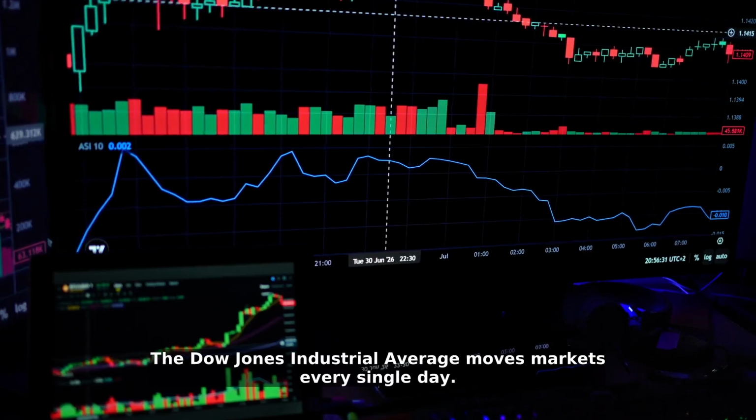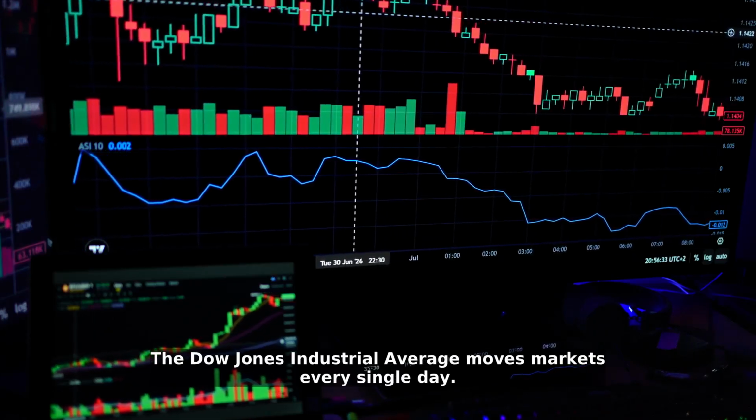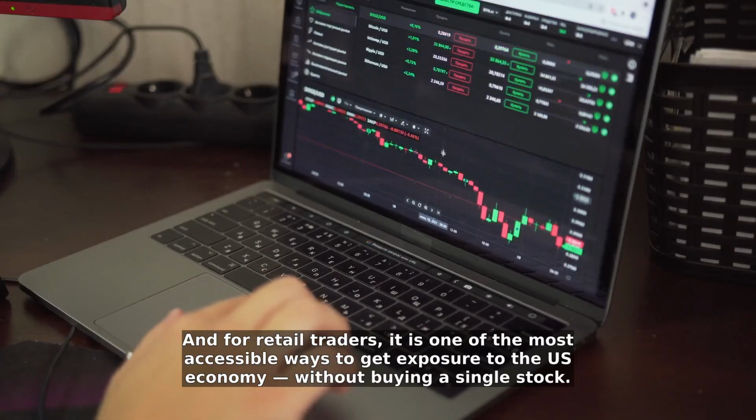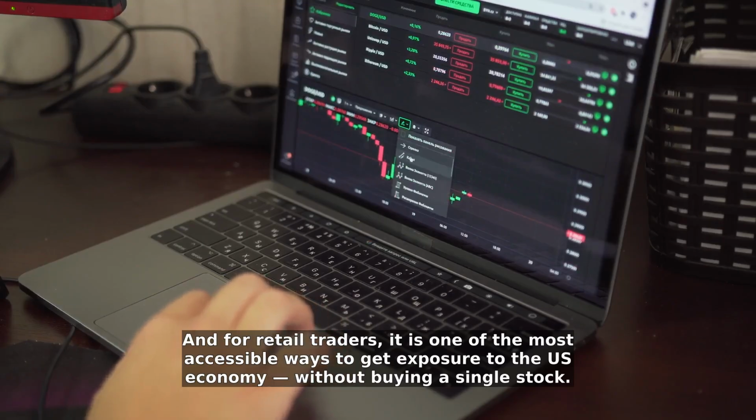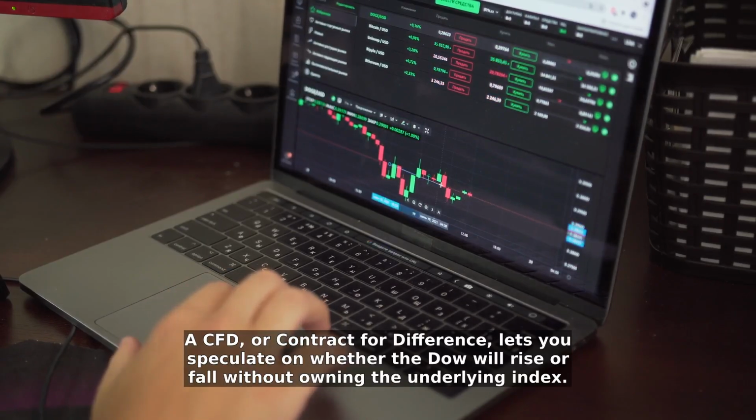The Dow Jones Industrial Average moves markets every single day. And for retail traders, it is one of the most accessible ways to get exposure to the US economy without buying a single stock. Here is how it works.